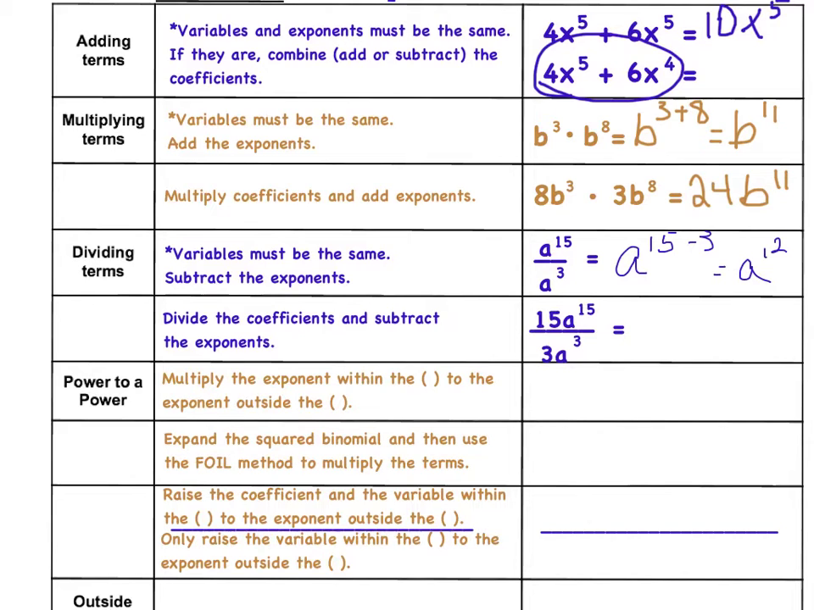Now, if you have coefficients that you're dividing, you simply divide the coefficients and subtract the exponents. So if we look at our example, we have coefficients of 15 and 3. So we're going to divide those. 15 divided by 3 is 5. Now I'm simply going to subtract the exponents because my two variables are the same. And again, a to the 15th divided by a to the 3rd would be a to the 12th power.